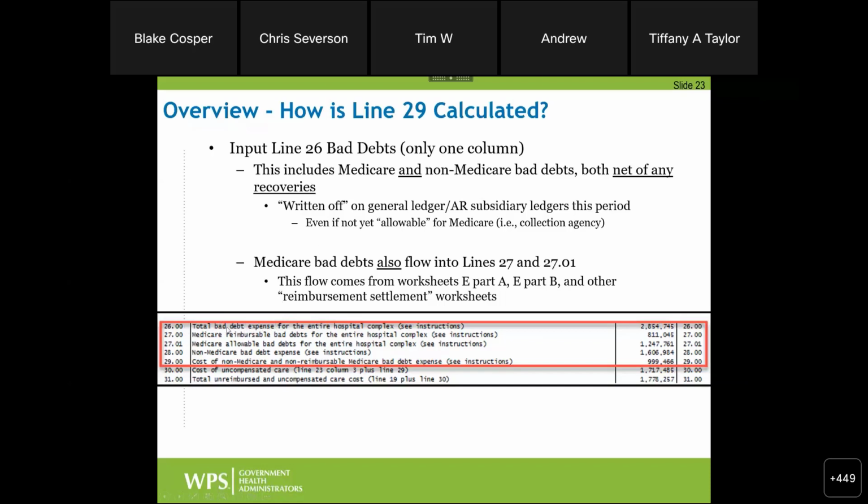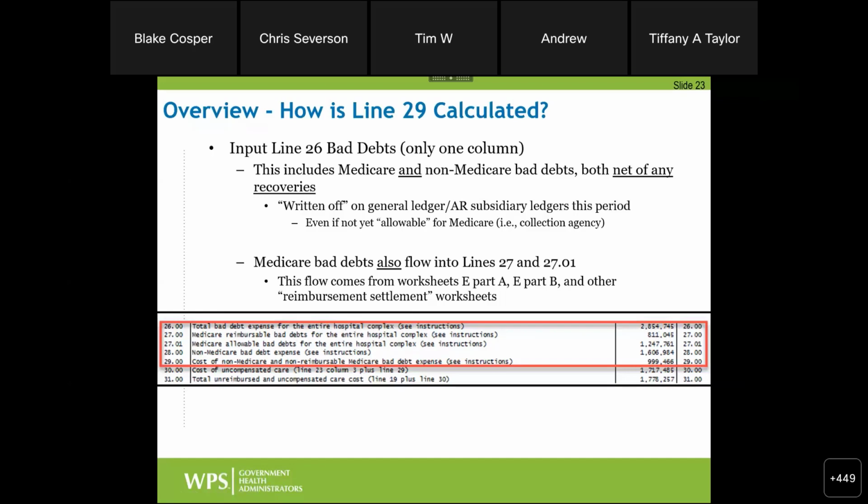Now, again, line 26 is total bad debt. Medicare and non-Medicare need to be in this number. And then behind the scenes in the calculation, it needs to know how much of that total bad debt was Medicare and how much was non-Medicare. The way it does it, which again is kind of faulty for its own reasons, is they take a look at what Medicare bad debts you've reported on E-Part A, E-Part B, and all those other reimbursement settlement worksheets. And basically that's how they carve out the portion of line 26 that's non-Medicare.